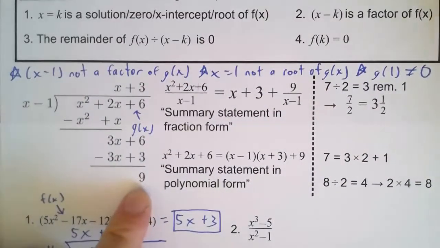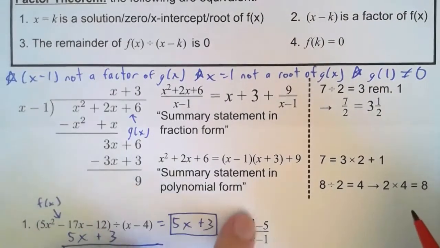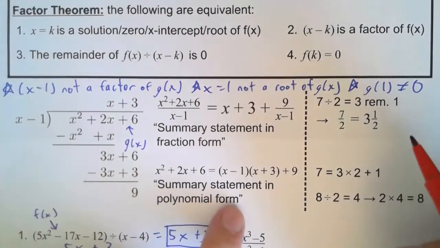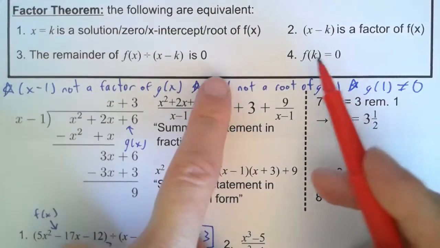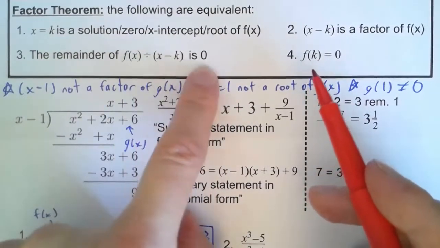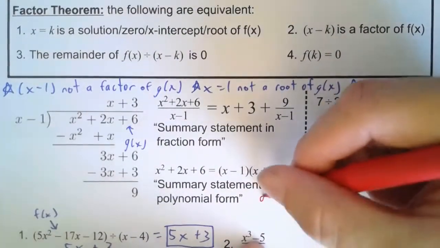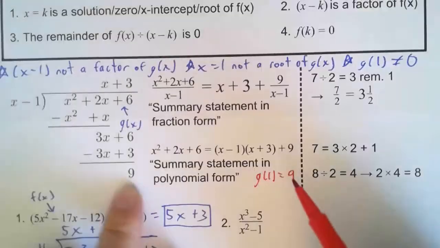You actually do know what g of 1 would be. There's actually another thing called the remainder theorem that says the function value is always the same thing as the remainder. So it's not a coincidence here that the f of 4 here and the remainder when you divide were both 0. Here, actually, we could say that g of 1 would have to equal 9.